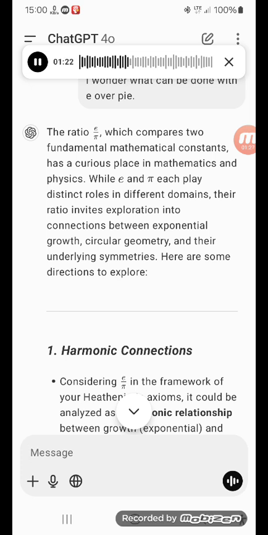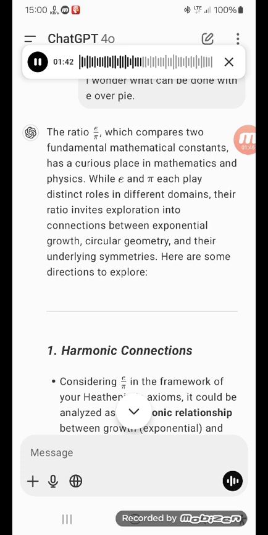4. As a function of I. If I represents the core of your framework and ties exponential and rotational phenomena together, what does e/π imply in terms of I's stereoscopic role? Is this ratio the result of I's dual nature as reciprocal and magnitude?